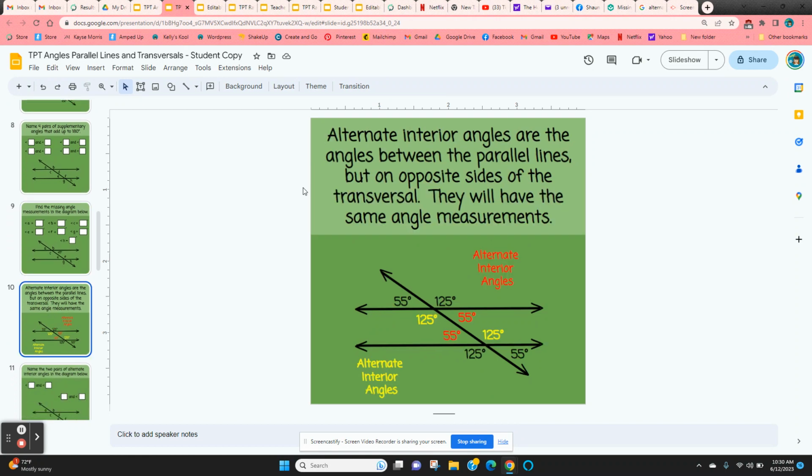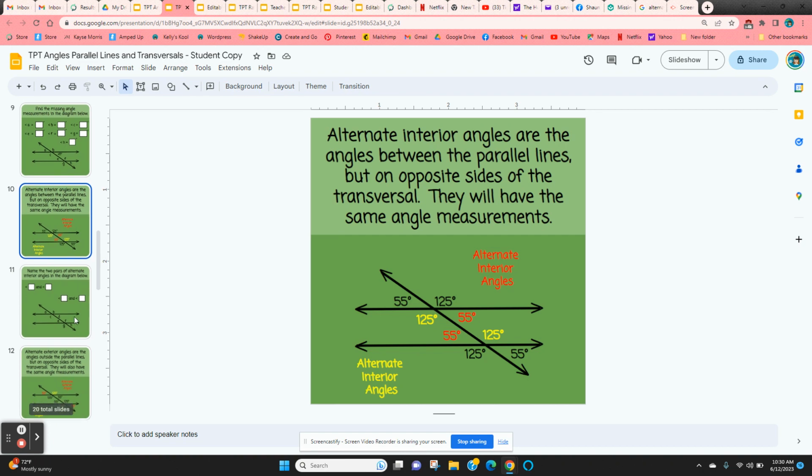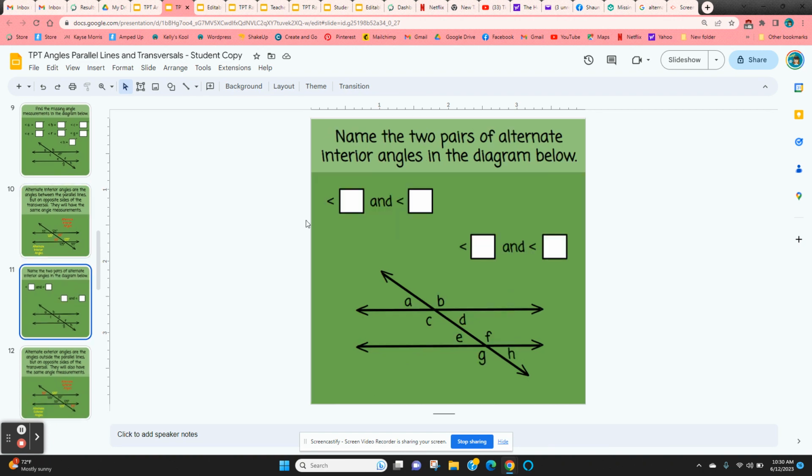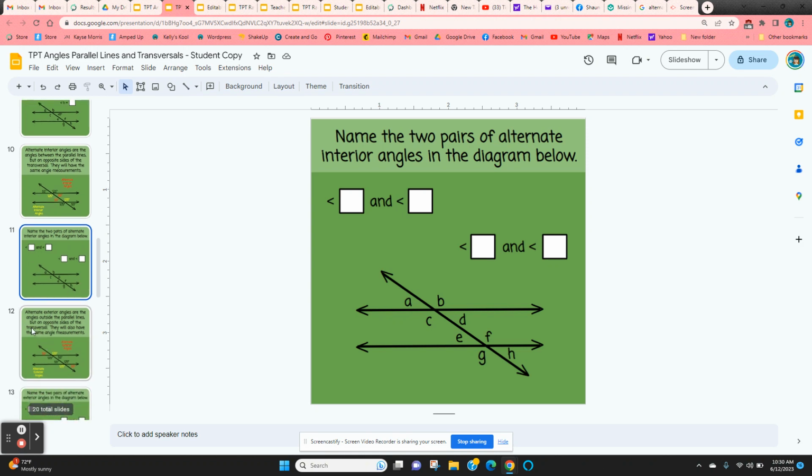The next definition is alternate interior angles. So interior would be in between the parallel lines, but on opposite sides, and they're going to be equivalent. On slide 11, again, students are going to type in the angles that are alternate interior angles.